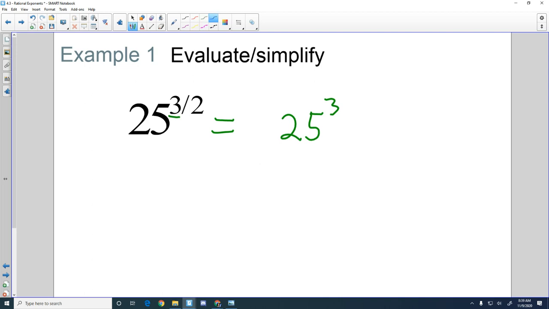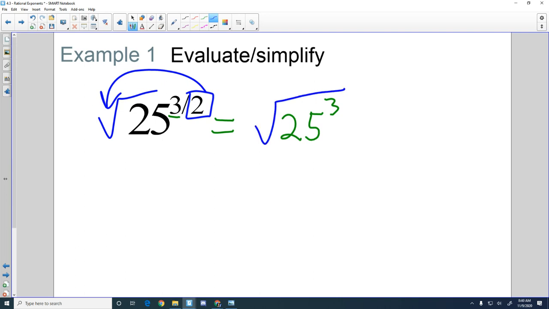The part that changes is that denominator. We're going to move it out in front and make it a root. All right, so that 2 is going to move out in front of a radical. And that 2 becomes the index. In this case, it's really nice because an index of 2, isn't that just called a square root? This is really, hey, what's the square root of 25 to the third power?